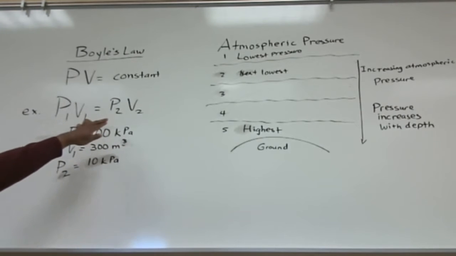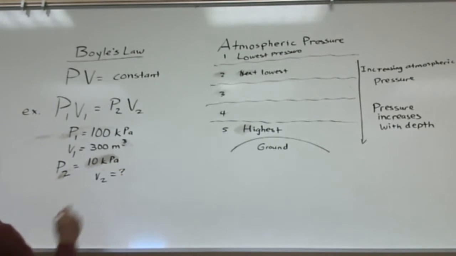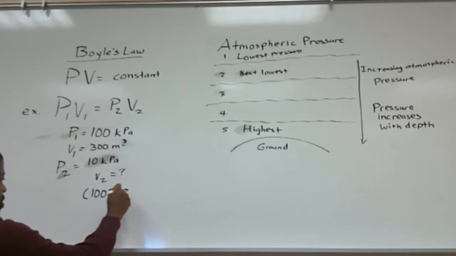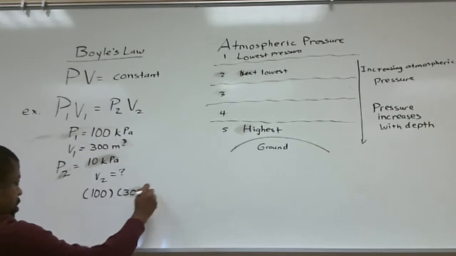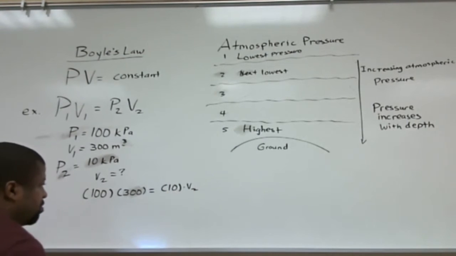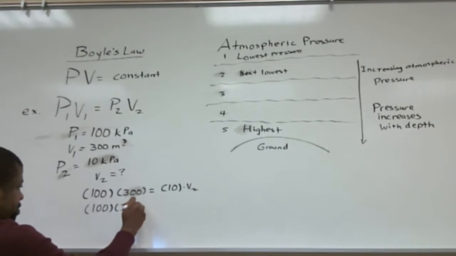P1 times V1 is equal to P2 times V2. Let's say P1 is 100 kilopascals and V1 is 300 cubic meters. P2 is 10. So what is V2? I apply my equation: 100 times 300 is equal to 10 times V2. And to solve for V2, I do some simple division.